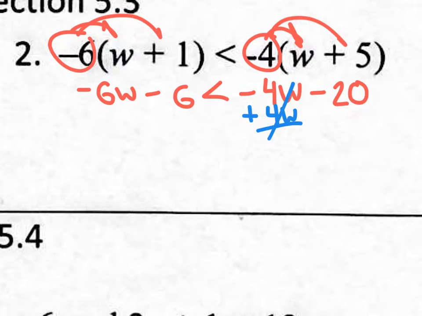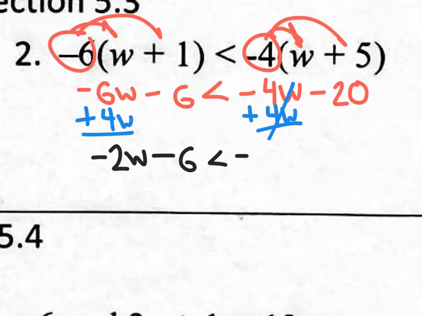Whoops, shouldn't have written that. It should be plus 4w. And when I combine that, I end up with a negative 2w minus 6. Bring down the inequality, bring down the minus 20. So there's my new inequality. I have w on the left side, so let's get it by itself. All you need to do is get rid of the minus 6 by going plus 6. That'll cancel out. What you do to one side, do to the other.